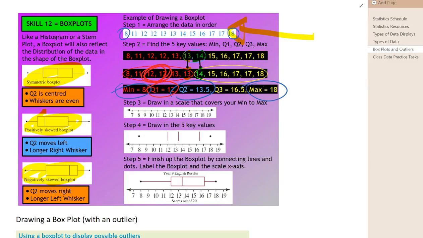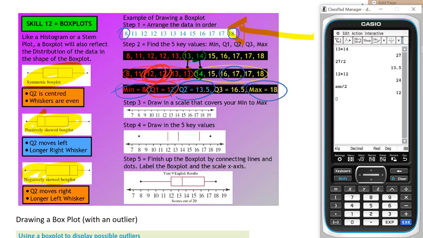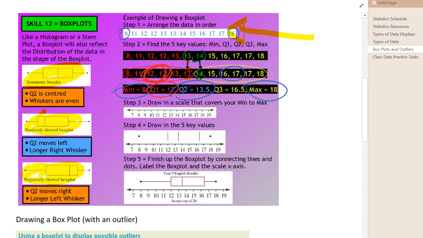And when we find the middle two numbers of the yellow section, it's 16 and 17. So 16 plus 17, and then we divide by 2 and it's 16.5. So that's the last of our 5 values that we need to draw a box plot.